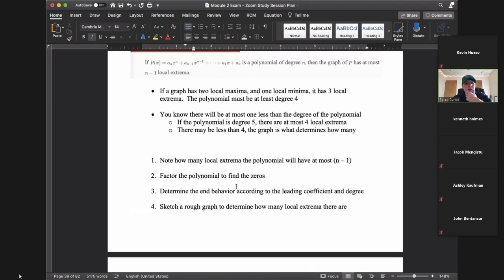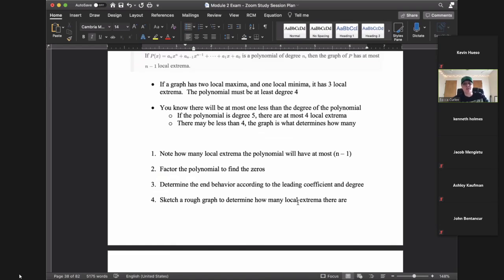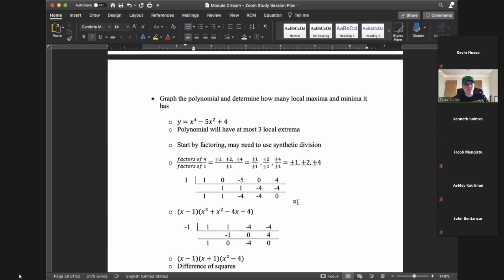So note how many local extrema the polynomial will have at most, which is n-1. Factor the polynomial to find the zeros, determine the end behavior according to the leading coefficient and degree, and sketch a rough graph to determine how many local extrema there are. So here's a couple of examples. Graph the polynomial and determine how many local maxima and minima it has. So you've got y equals x to the fourth minus 5x squared plus 4. The polynomial will have at most 3 local extrema, because remember, it's 4 minus 1.